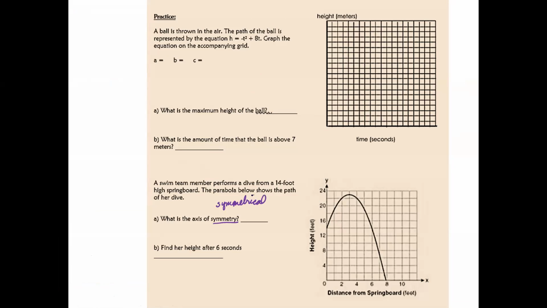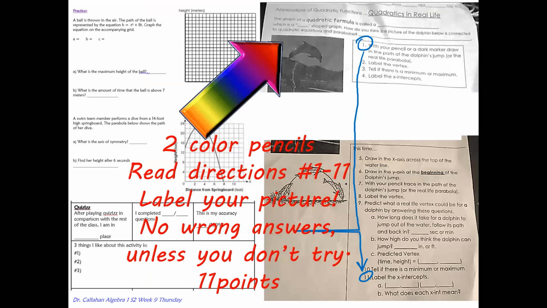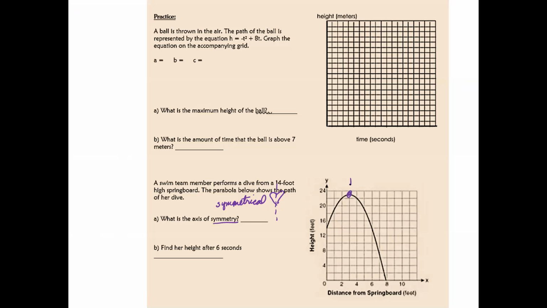symmetrical. So like, for example, if this is a heart, that line will be the axis of symmetry on that heart. So if I look at my axis of symmetry here, it will be this axis right here, which is at 3 feet.